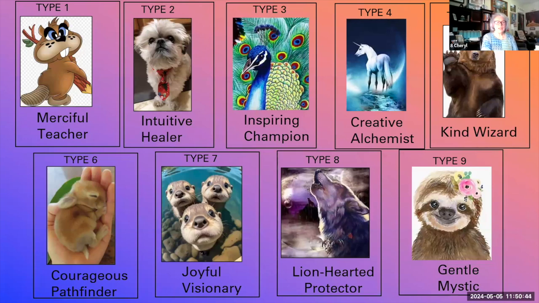All right, so once again, the 1 is a merciful teacher or tenderhearted teacher. The 2 is an intuitive healer. The 3 is an inspiring champion, and this is what you are at your best, your true self. The 4 is a creative alchemist. The 5 is a kind wizard. The 6 is a courageous pathfinder. The 7 is a joyful visionary. The 8 is a lion-hearted protector, and the 9 is a gentle mystic.